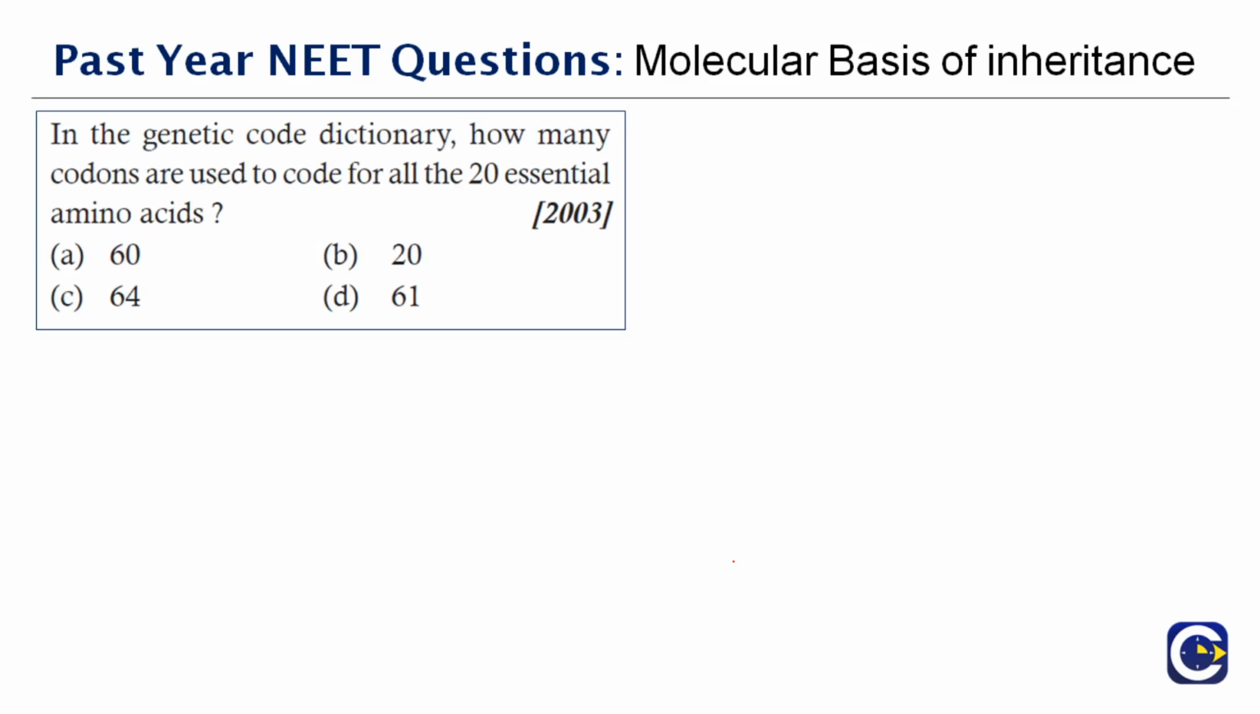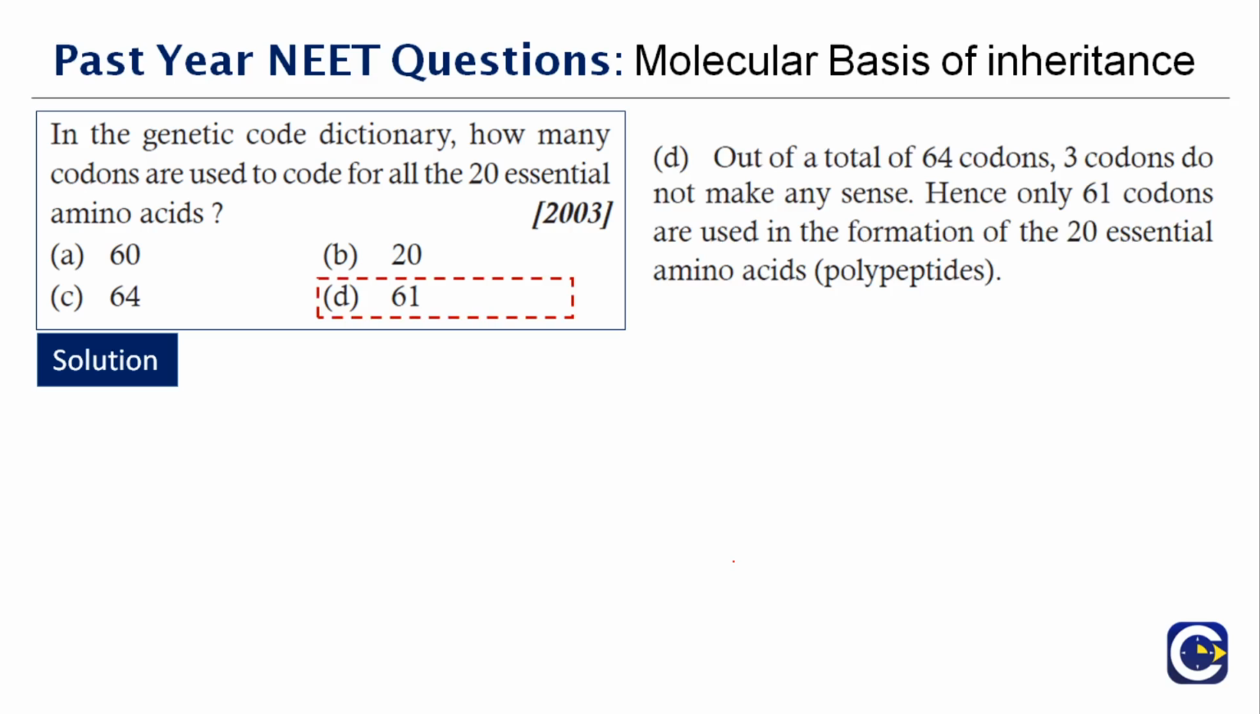Next one. In the genetic code dictionary, how many codons are used to code for all the 20 essential amino acids? Very easy question. What is the answer here? Out of the total 64 codons, 3 codons do not code for any amino acid. So it's totally 61. Hence, only 61 codons are used for the formation of the 20 essential amino acids, while the other 3 don't code for anything. Therefore, for 20 essential amino acids, the number of codons is 61.